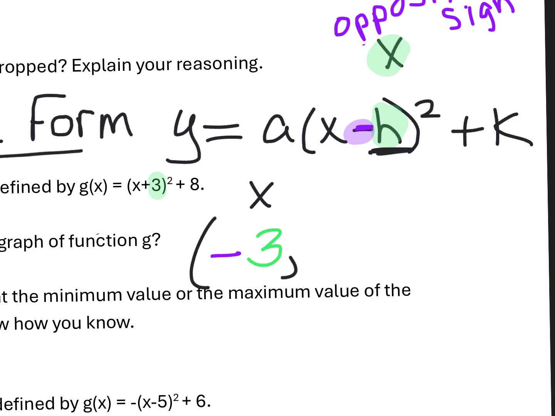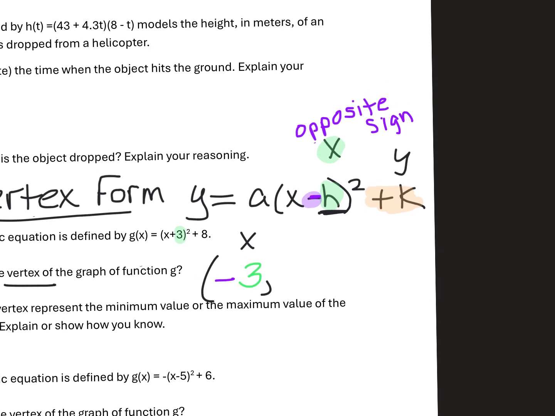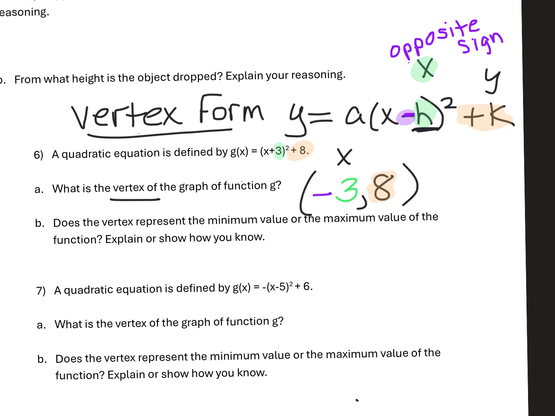And then the letter K is our y-coordinate, but there is no opposite. So that means that my y-coordinate here is going to be a positive 8. So the vertex of the graph is at negative 3, positive 8.